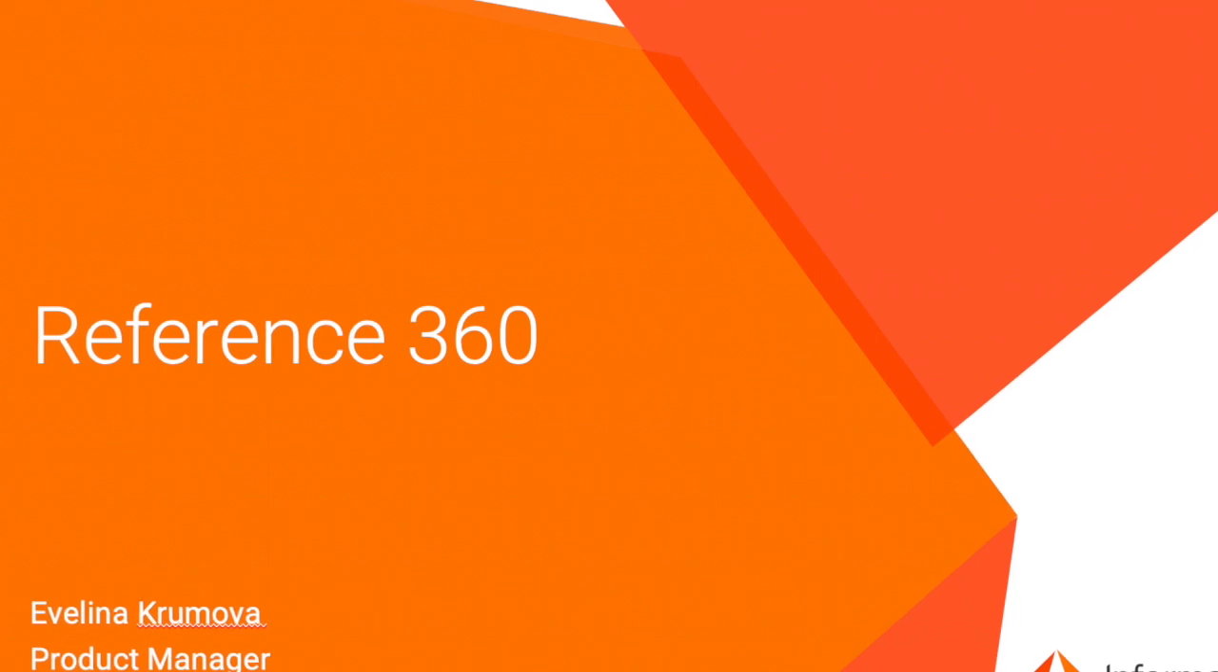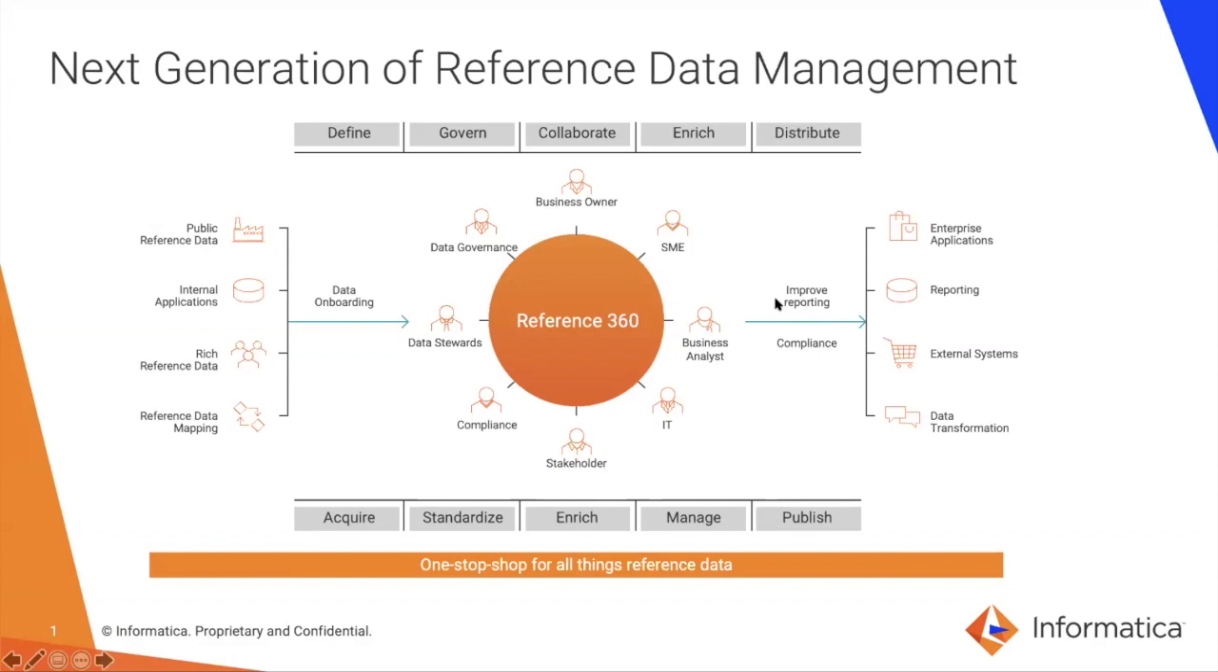So first of all, with Reference 360. So what is Reference 360? It is the next generation of reference data management solution. It is a cloud-based solution in which different users within an organization with different roles can define, govern, and collaborate on reference data, on enterprise reference data. You can also enrich the data and distribute it to other systems.